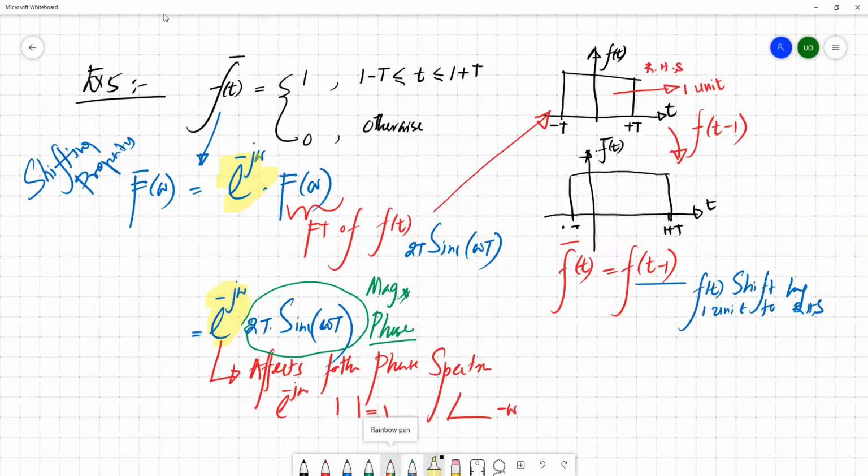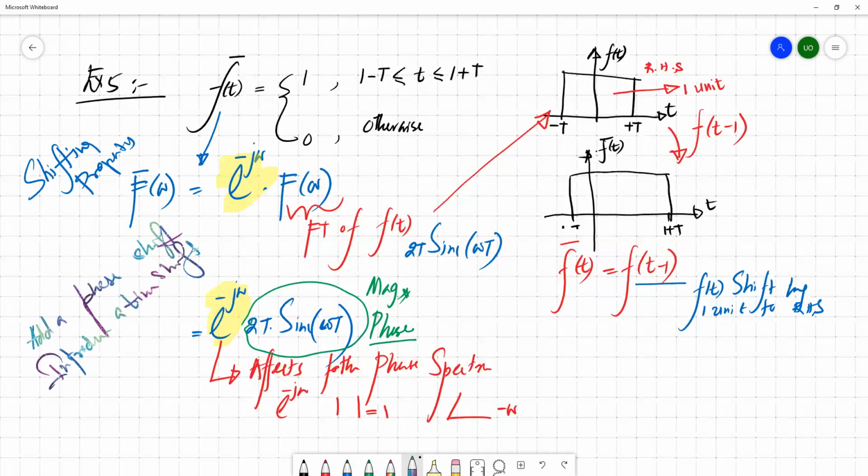So what happens actually? If you want to add a phase shift to the frequency domain, what you can simply do is introduce a time shift in the time domain. A phase shift in the frequency domain can be translated into a shift in the time domain. So keep this in mind.